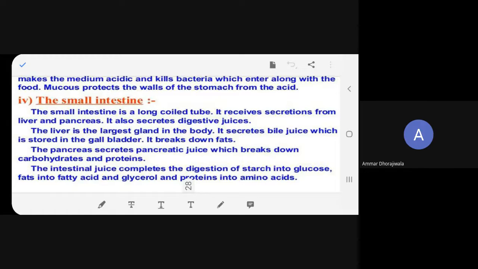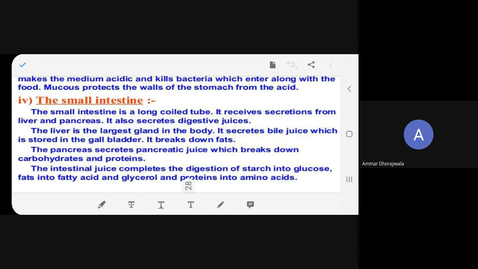The small intestine is a long coiled tube. The liver is the largest gland in the body. It secretes bile juice which is stored in the gallbladder. It breaks down fats.